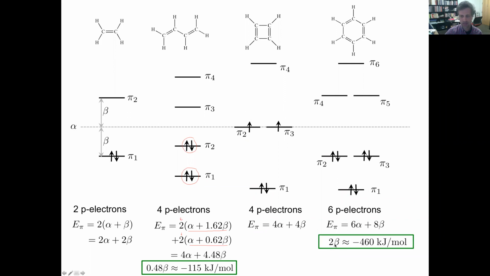Okay, so benzene has a stabilization energy of 2 beta, which is minus 460 kilojoules per mole. It's enormous stabilization energy in benzene due to this pi conjugated network. All right, so that is significantly more than we saw in butadiene, and clearly a lot more than in cyclobutadiene, because this molecule really doesn't enjoy this stabilization.